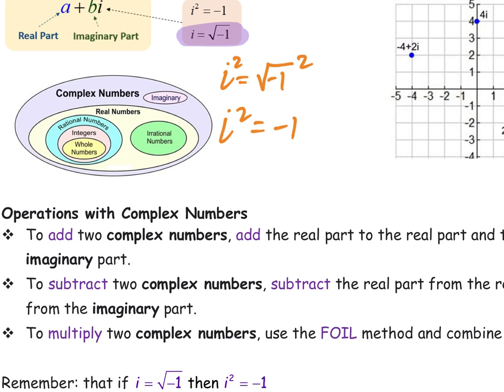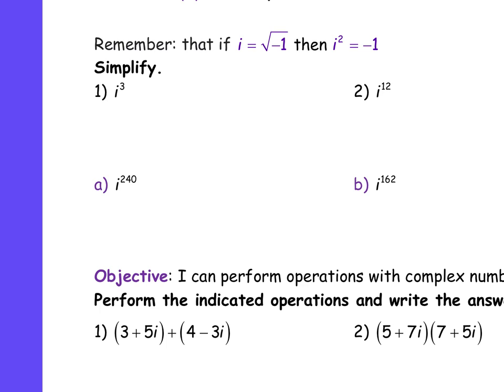Okay. So if I want to simplify this, I know that i squared equals negative 1. So I want to write it in terms of i squared. So I'm going to rewrite this as i times i squared. Is that not i cubed? Is everyone okay with that? So i squared equals negative 1. So my answer is negative i. Done.